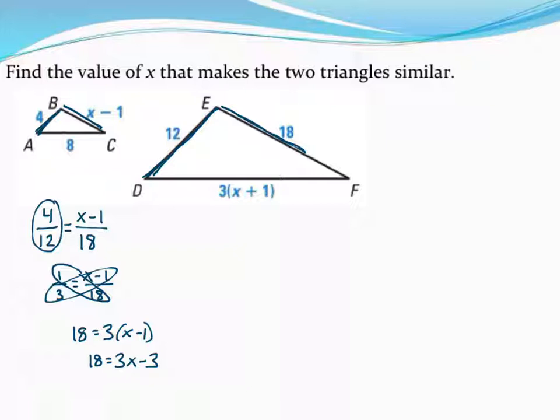So now adding 3 to both sides, I get 21 is equal to 3x. And then dividing both sides by 3, I come up with a final answer of 7. And so the value of x that would make these two triangles similar to each other is going to be 7. It's not going to make the sides the same length. That's not what I was going for. I was trying to make all sides have the same ratio. And an x value of 7 will do that.